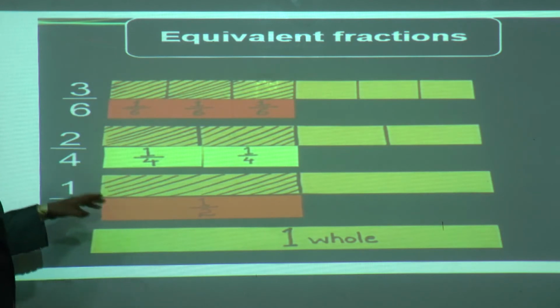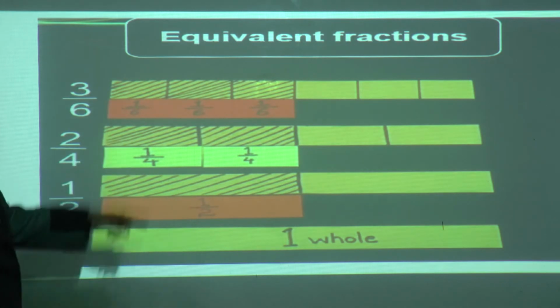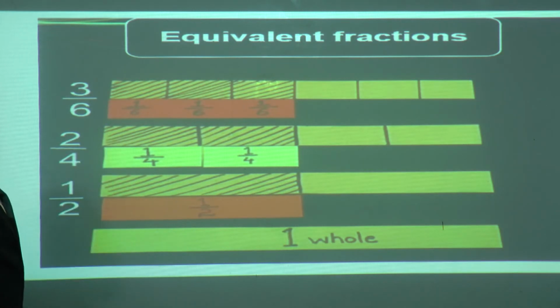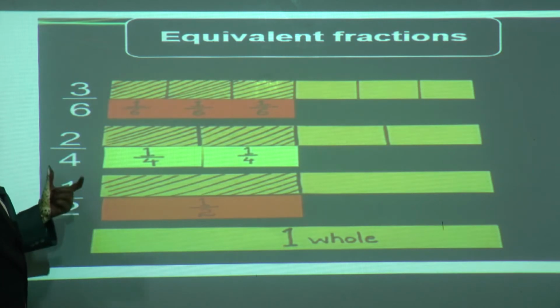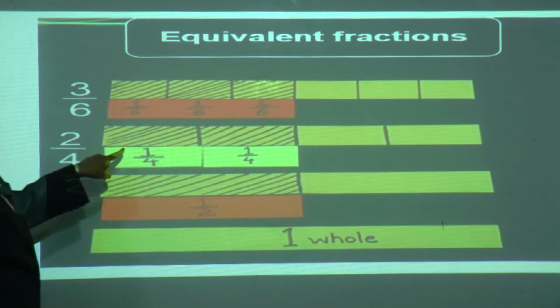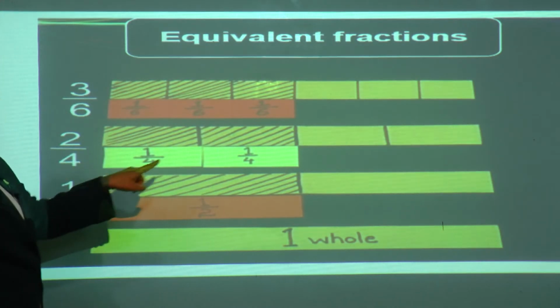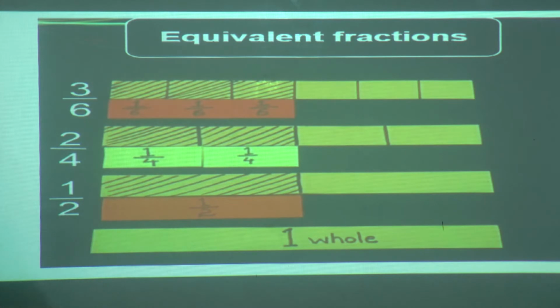Why is it 4? Because out of 4 parts only one part is shaded. The second part which is shaded is also 1 upon 4, because here one part is shaded out of 4 parts. So here it is given as 2 upon 4. We shaded 2 parts and wrote the fraction in the form of 1 upon 4 for each.